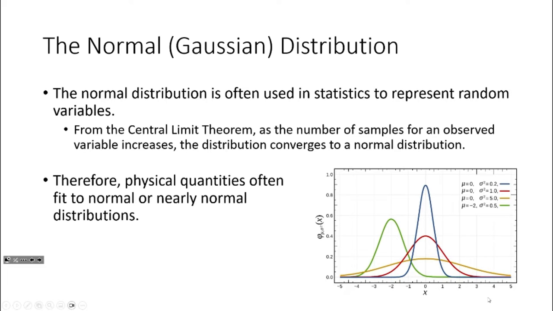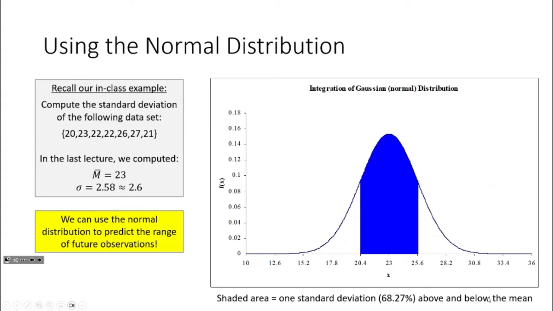Now, in order to plot a normal distribution, you do need essentially two data points. You need a mean and you need a standard deviation. So let's go back to the in-class example that we did last time. This is a data set that we computed the mean and the standard deviation for. For that data set, it was 20, 23, 22, etc. We got that the mean was 23 and the standard deviation was about 2.6.